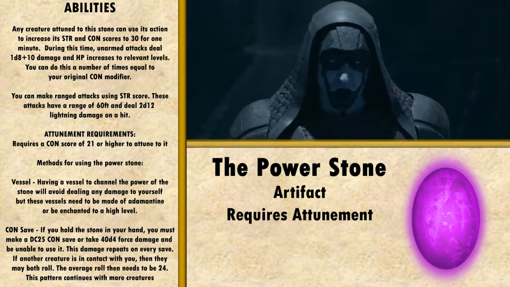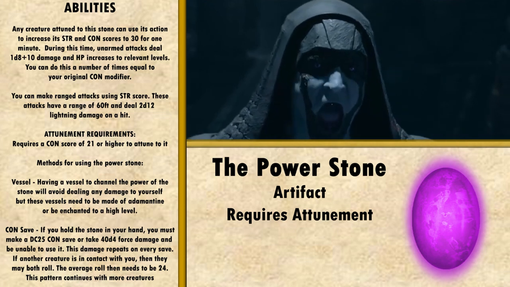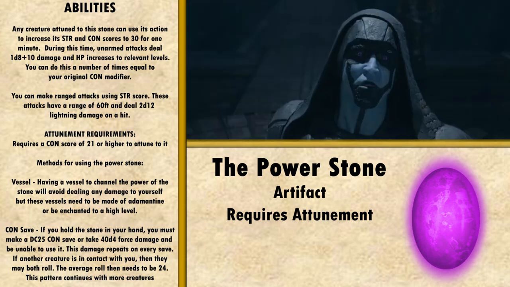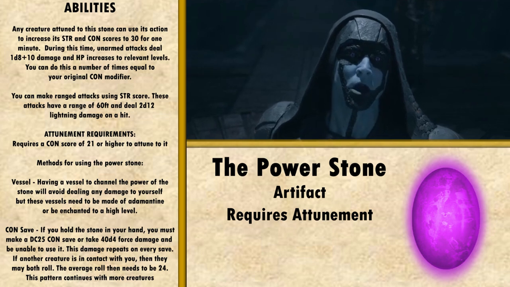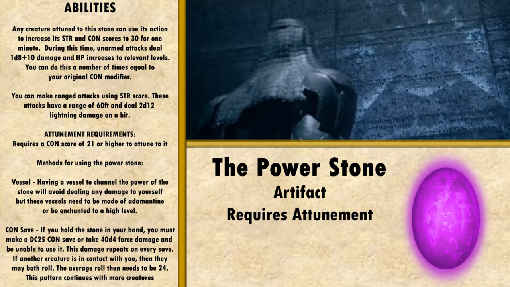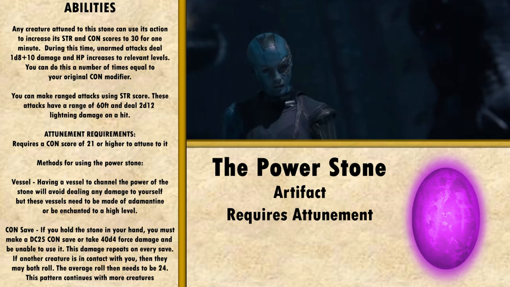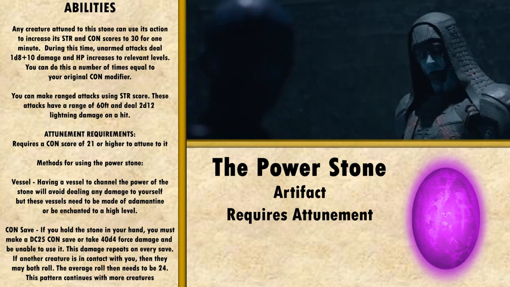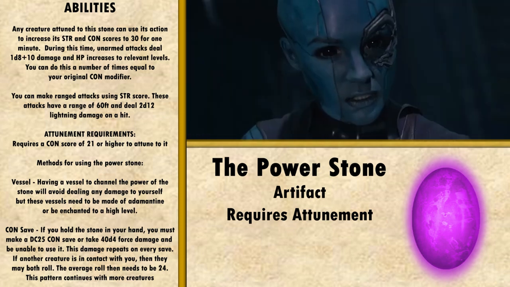You can also use this stone to make ranged attacks, letting out blasts from the stone that can reach up to 60 foot. These attacks use your strength score to hit and deal 2d12 lightning damage on a hit. Now, the attunement requirements. The first thing you need to know is you'll need a constitution score of at least 21 to attune to this stone on your own.